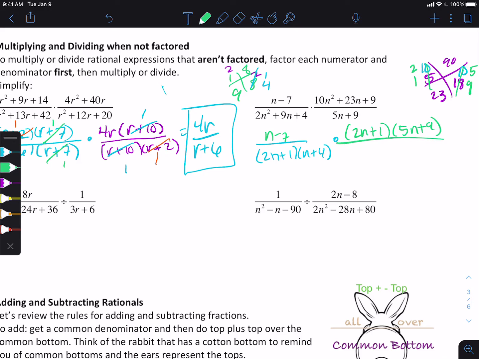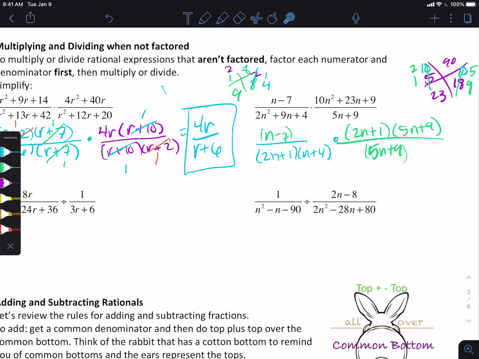The bottom right is factored, so 5n plus 9. If you want, you can put these in parentheses so you realize that those whole things are factors, right? Remember, factors have to be multiplied, so this is a whole factor because it's being multiplied by the rest of these. This is a factor because that whole thing is being multiplied by the rest of these.